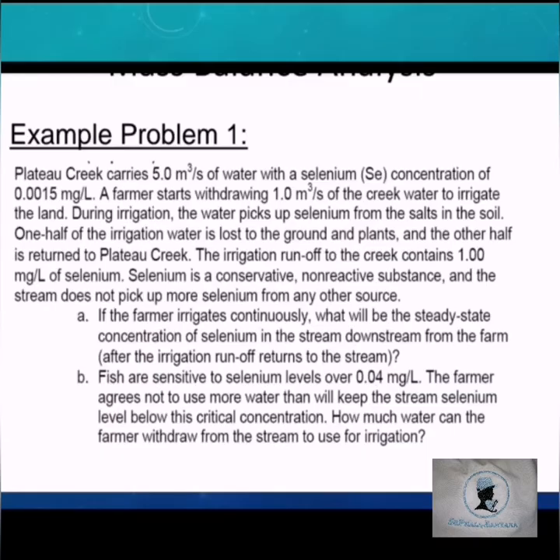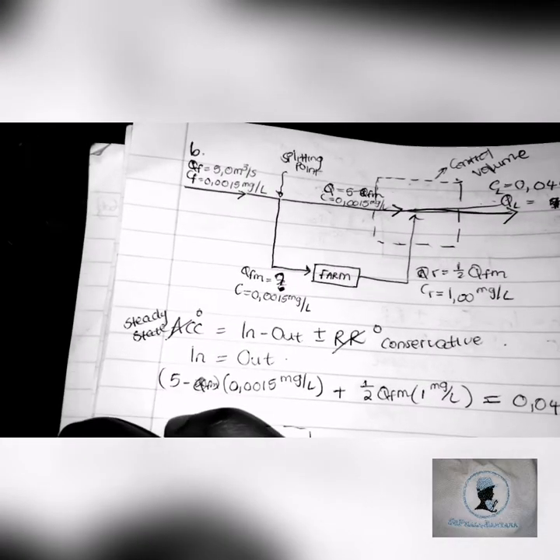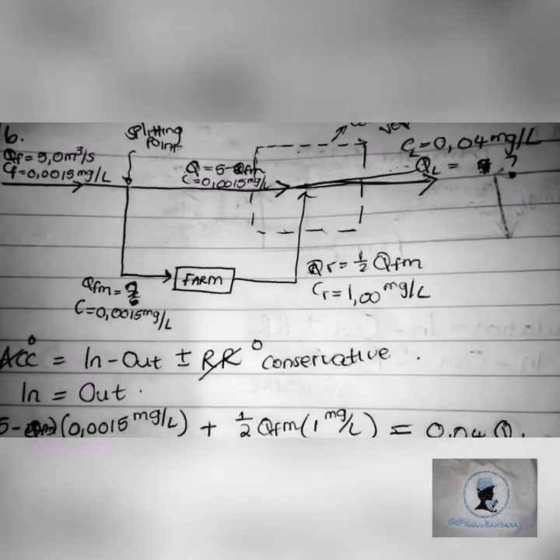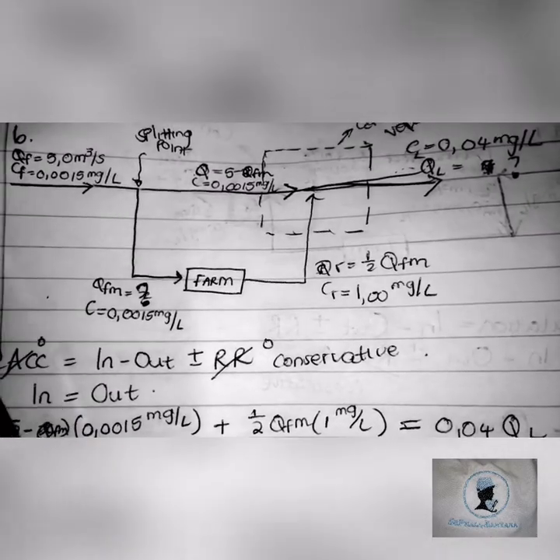So B says the fish are sensitive to selenium level over 0.04 milligrams per liter. The farmer agrees not to use more water than will keep the stream selenium level below the critical concentration. How much water can the farmer withdraw? So guys, coming back here, the farmer withdraws that.